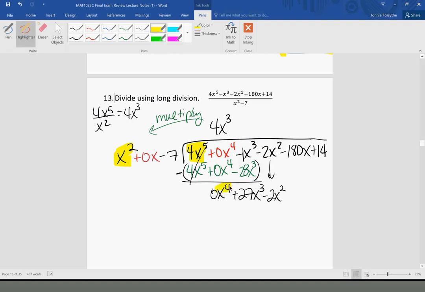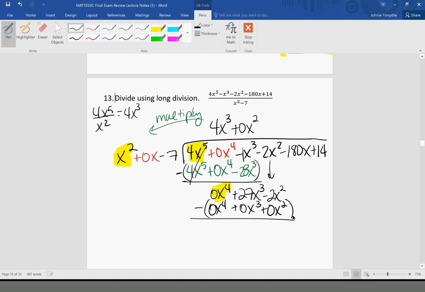Take the leading terms. x squared times what gives me 0x to the 4th? That would be 0x squared. This is what I mean by this whole step being kind of extra because we don't really need it, but to me it helps to write this. So then we multiply. 0x squared times x squared is 0x to the 4th. 0x squared times 0x is 0x to the 3rd, and 0x squared times negative 7 is 0x squared.